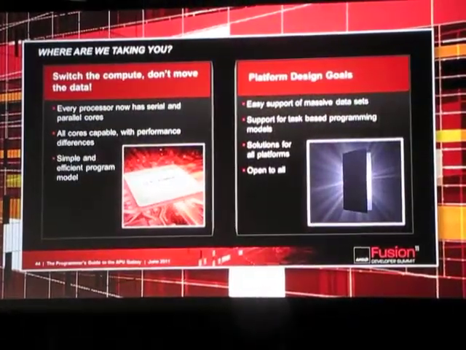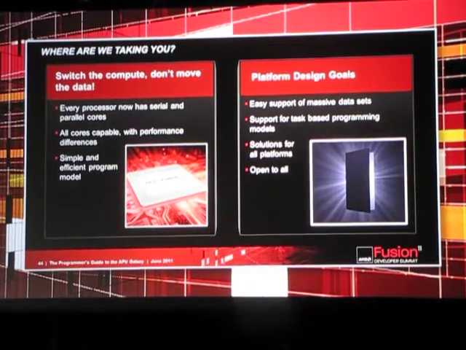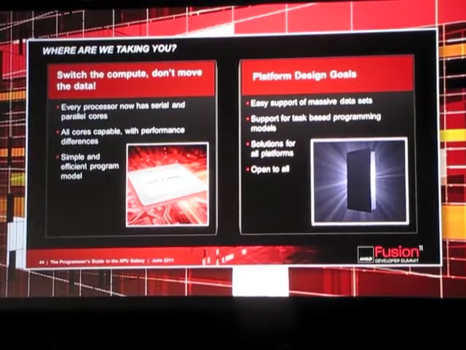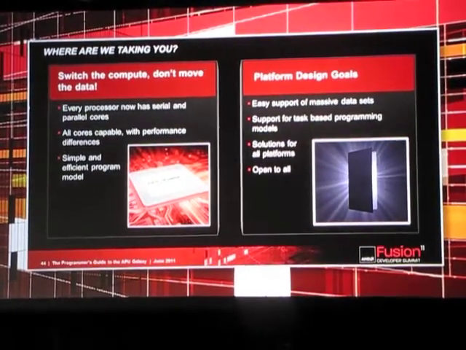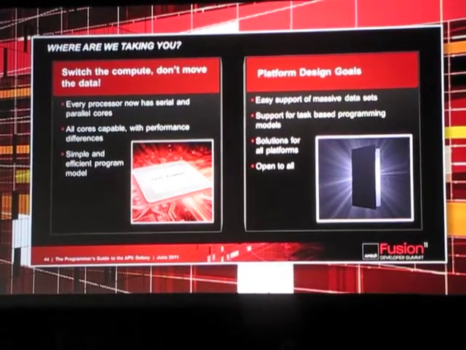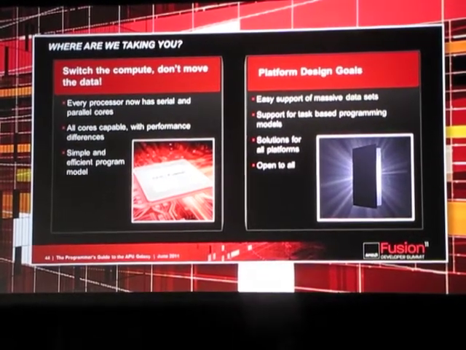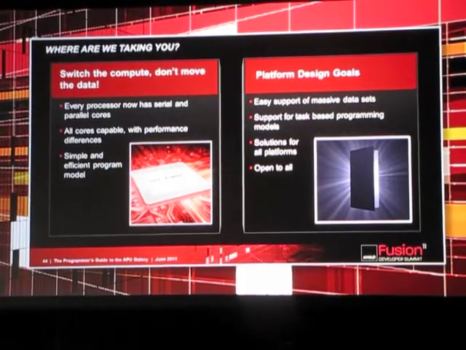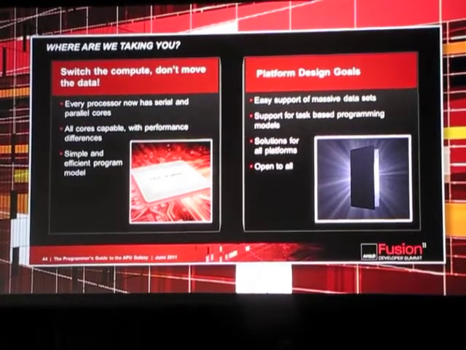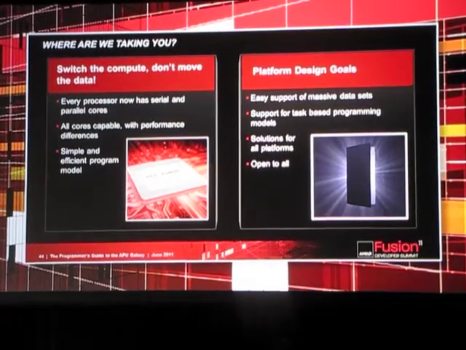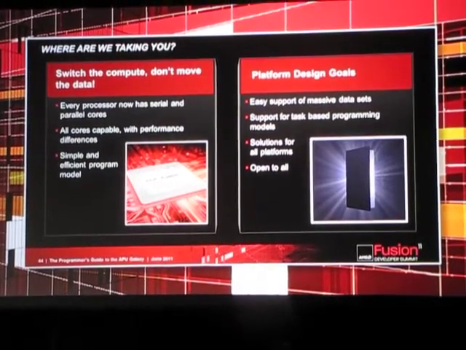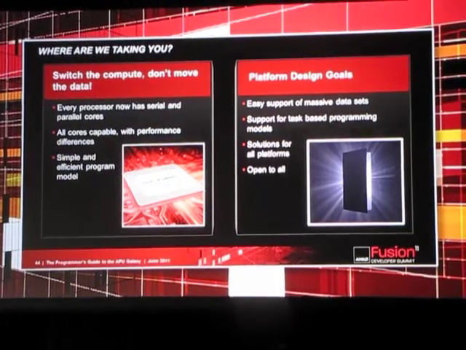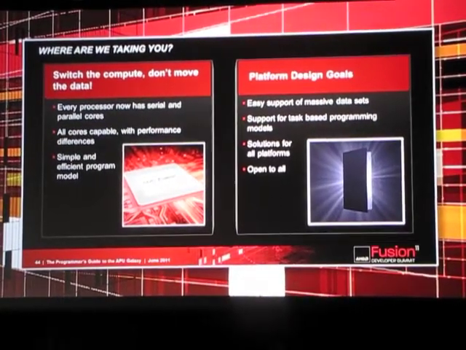So where are we taking you? The overriding message is we want to switch the compute, not move the data. In an APU with system memory, it makes no sense to copy the data from one section of the same memory to another for different processes to operate on it. All the processors are capable. You choose the processor now by its performance characteristics and execute on the data in place.